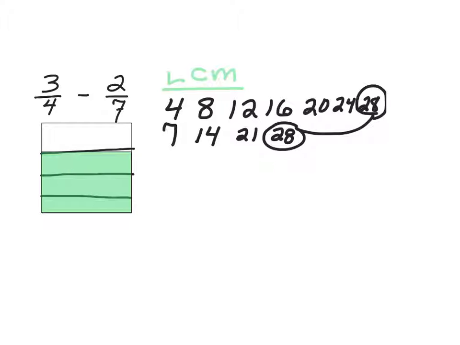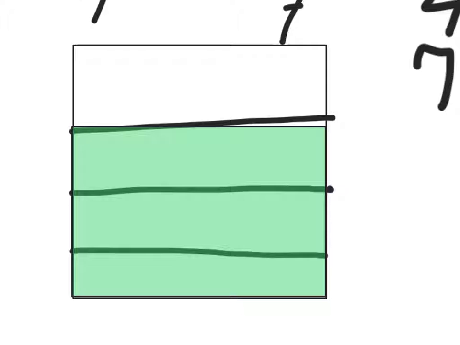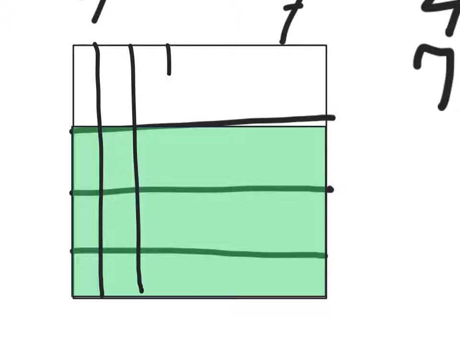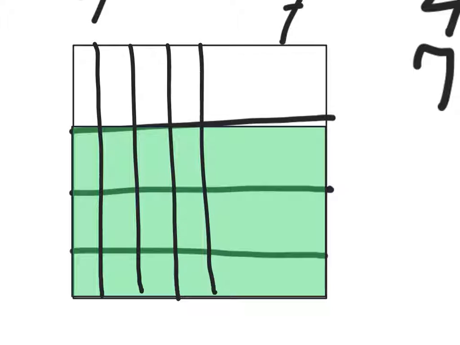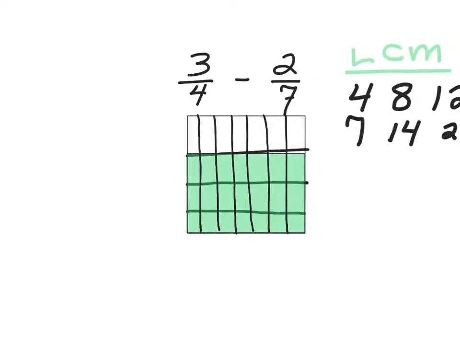So now, this is the 4ths, 3/4, so I need to break this box into 1, 2, 3, 4, 5, 6, 7 parts. 7 parts means 6 lines, and let me go ahead and do that right now. So I've got 1, 2, 3, 4, 5, and 6 lines will give me 7 parts. So I need to get 28 parts in all here, right? So I've got 1, 2, 3, 4, 5, 6, 7 times 1, 2, 3, 4. 7 times 4 is indeed 28. So I do have 28 parts.